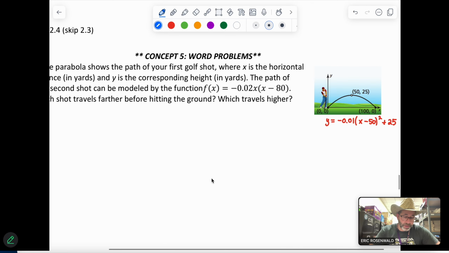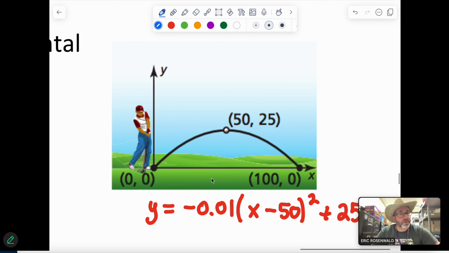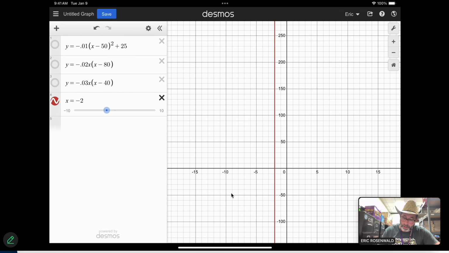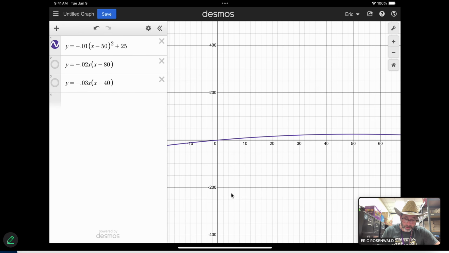This first picture, this equation right here, all I did was I used quadratic regression, and I put in these 3 points. And by using quadratic regression and putting these 3 points, I went ahead and found this equation. So let's look at Desmos here. Okay, this is what that first equation looks like.